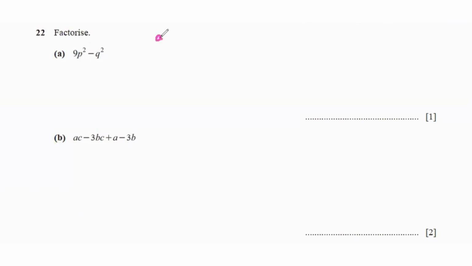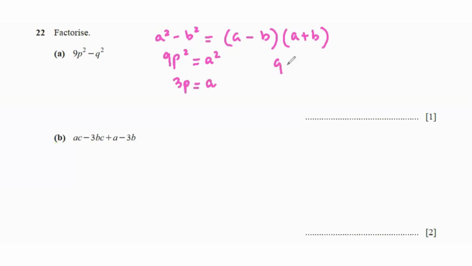Factorize 9p square minus q square. So as you can see, this is a square minus b square, which is a difference of perfect squares. And a difference of perfect squares can be factorized to a minus b times a plus b. Over here, 9p square is your a square, which means 3p is going to be a. Q square is b square, which means q is going to be b. Hence, 3p minus q times 3p plus q is your answer.